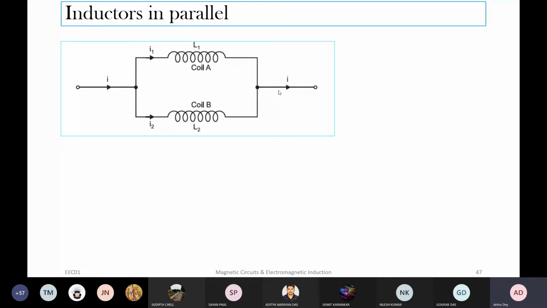Now let us come to the inductors which are in parallel, and we'll take up the direction of the current. Here we can see this is clockwise, here also it is clockwise. So here it is north pole and south pole, north pole and south pole kind of thing.